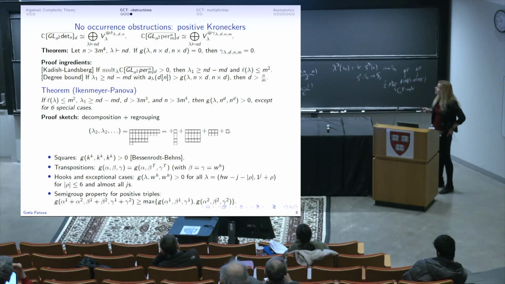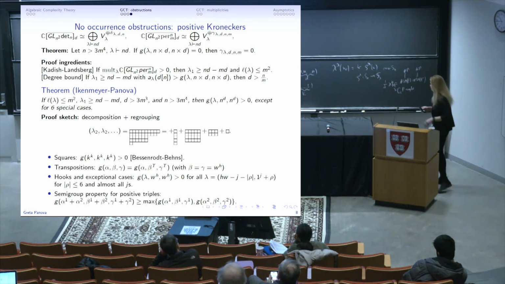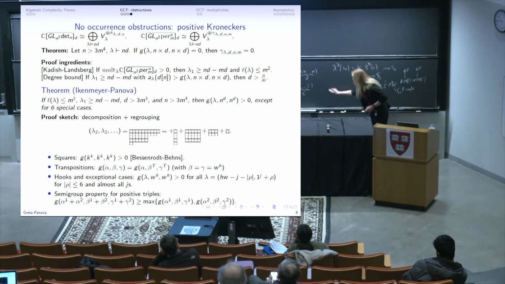Then we can do various transpositions, which still preserve the Kronecker coefficient. We can show that if lambda is close to a hook, so what is a hook? It is a partition that looks like this, and then we can do some other finitely many partitions over here. So things like this will always be positive.